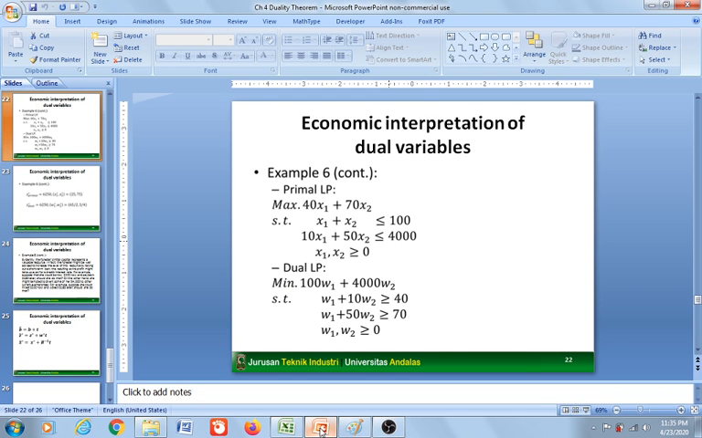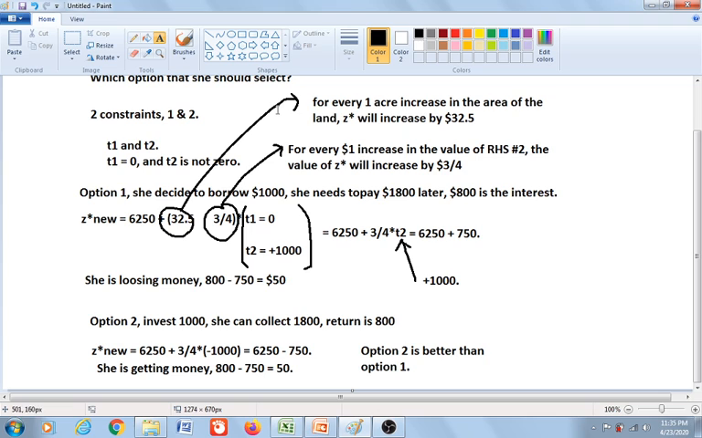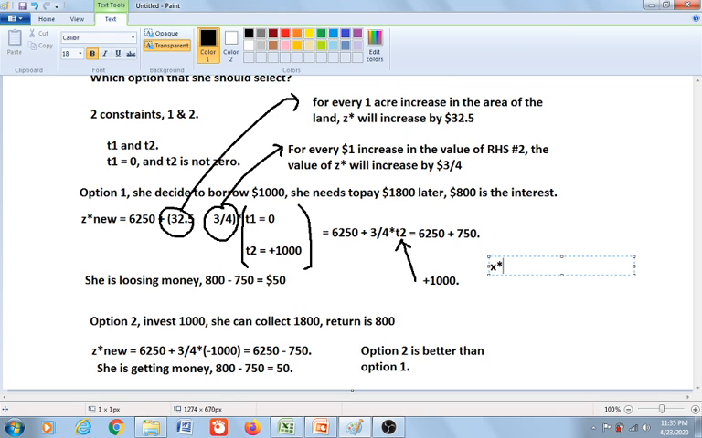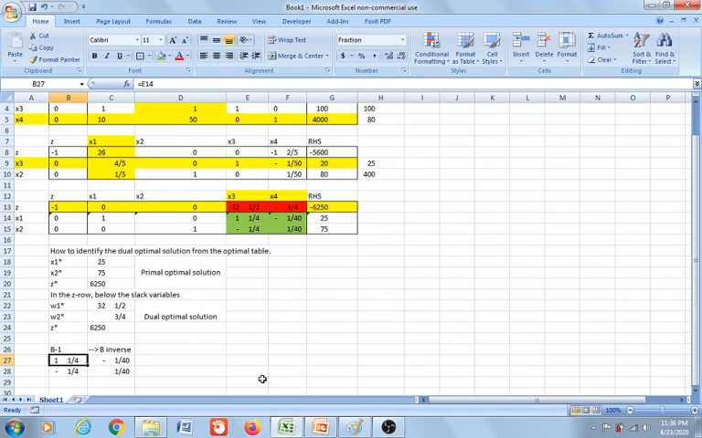So what is the new value of x1 star and x2 star? In order to calculate it, we use this last equation. The new value of x star equals the current value of x star plus B inverse times t. So for this problem, x star consisting of x1 star and x2 star equals 25, the current value of x1 star, and 75, the current value of x2 star, plus the B inverse. What is your B inverse? We know that the B inverse is here. So 1.25, minus 1/40, and so on.